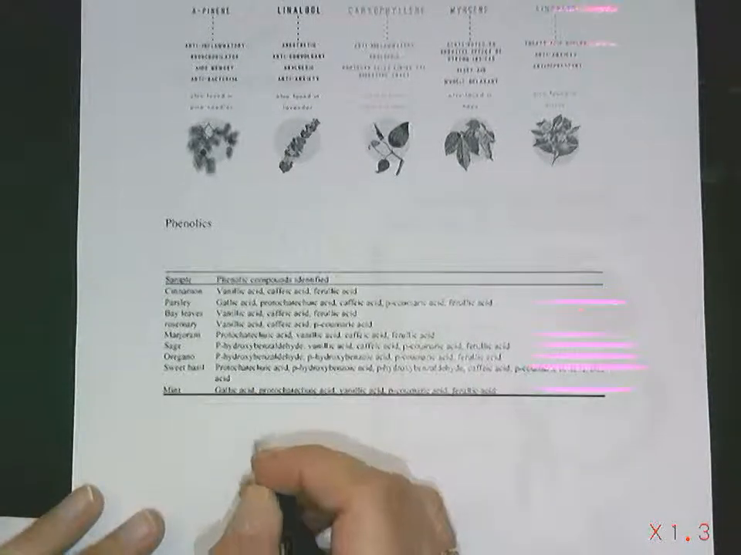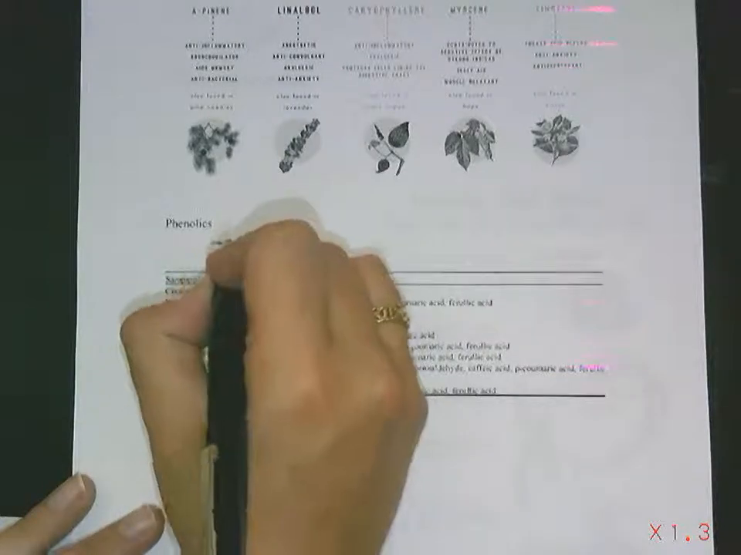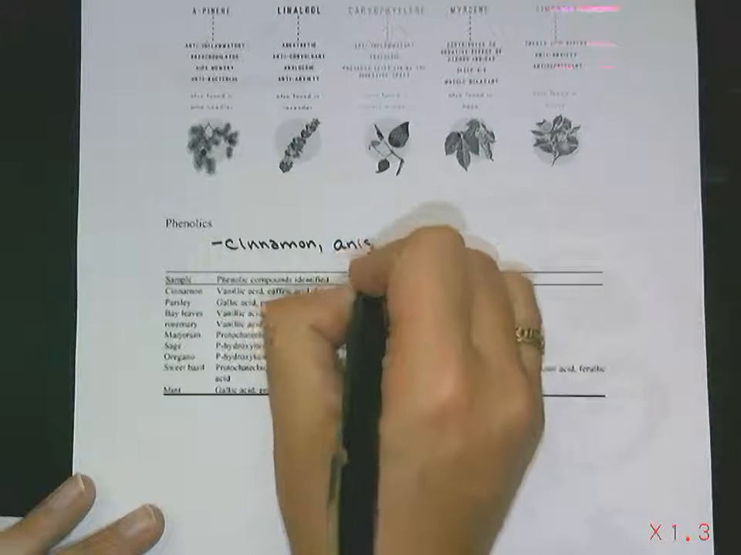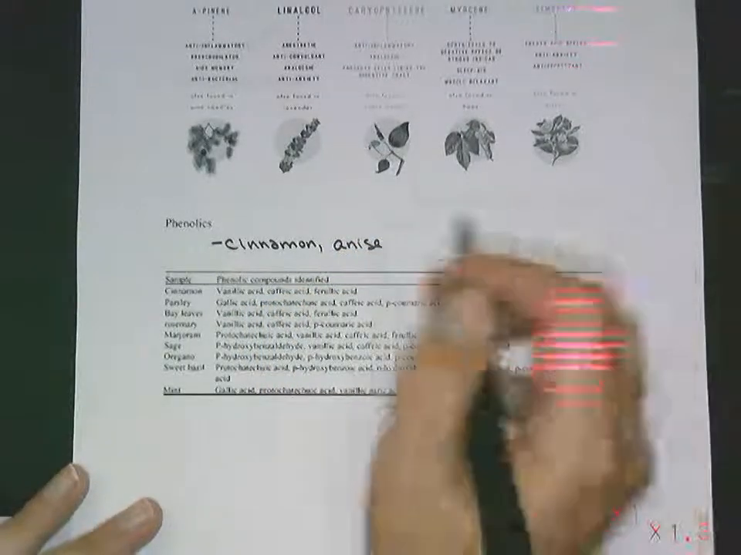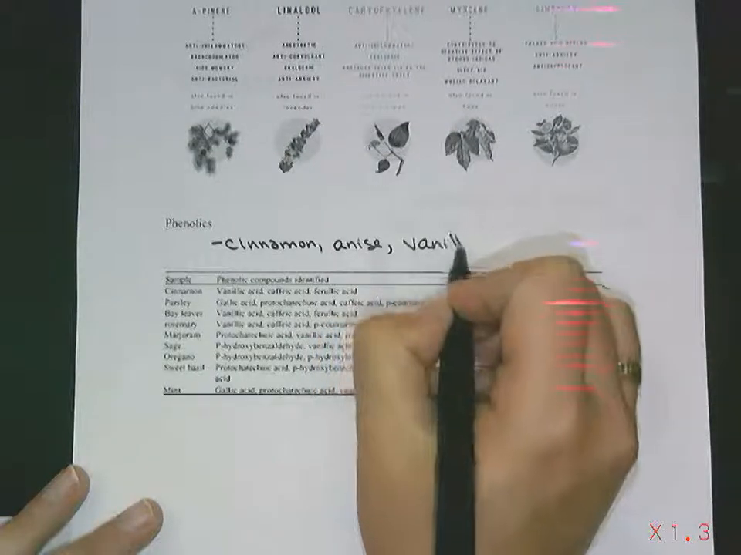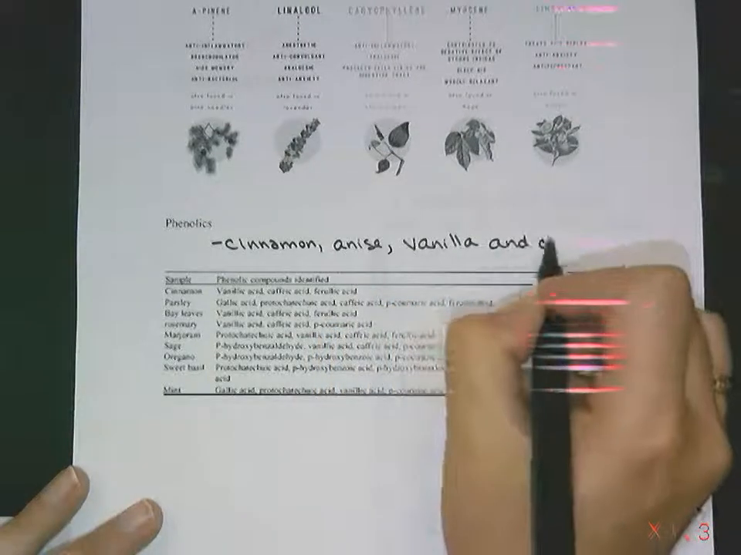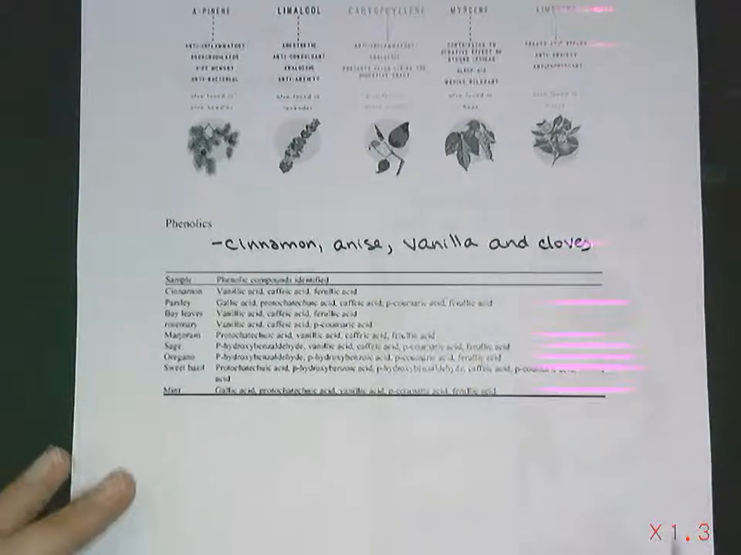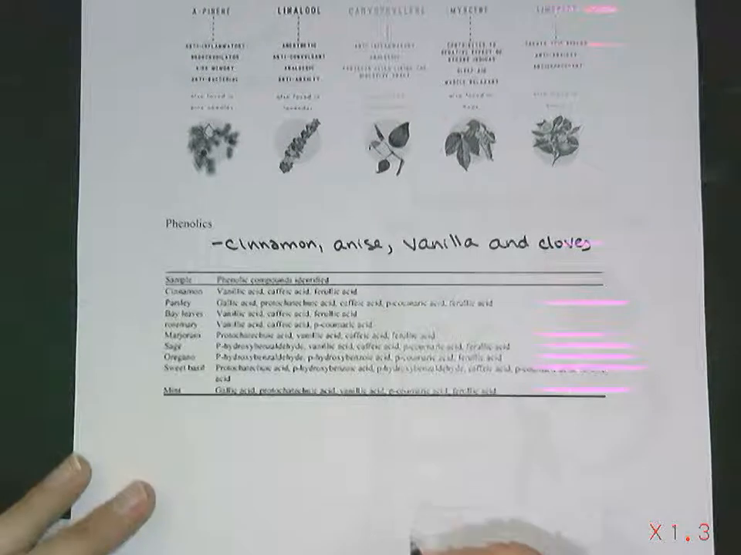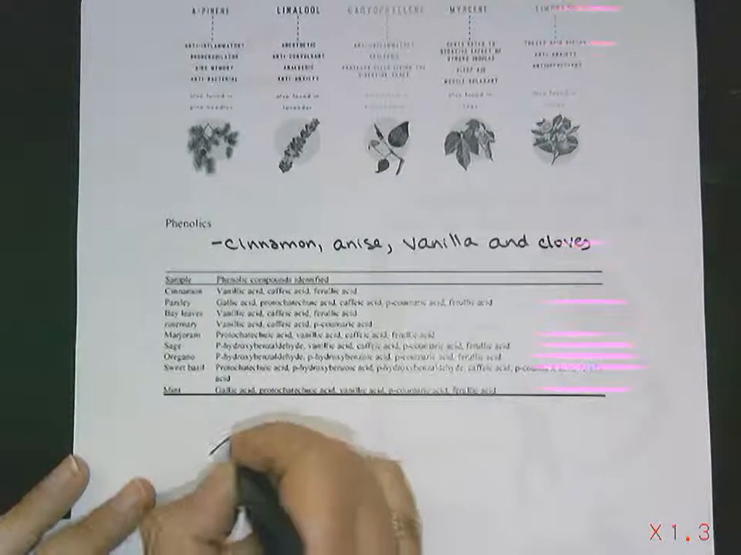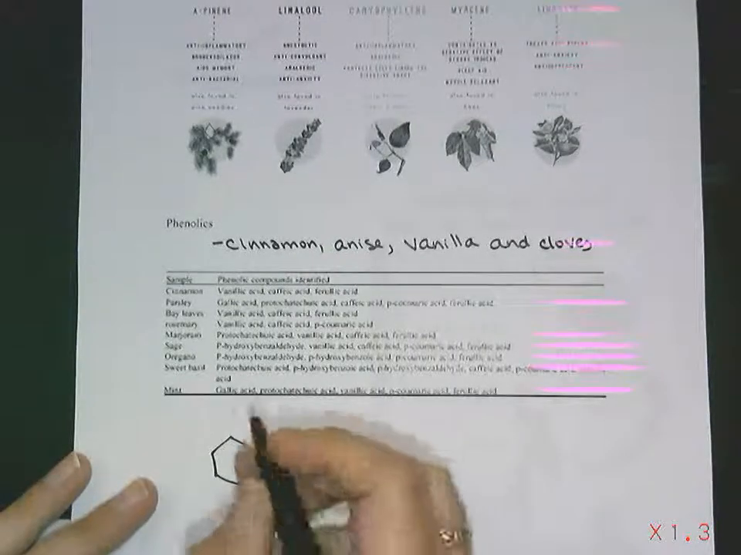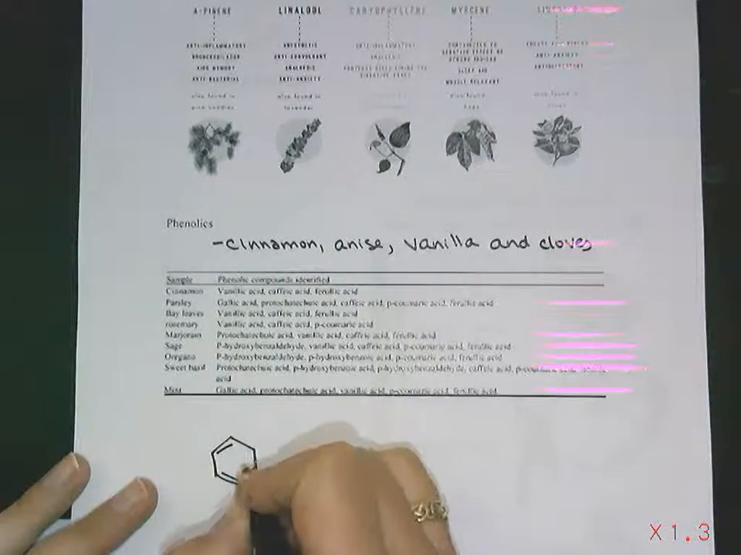All right, so phenolics will be cinnamon, anise, which is, if you're familiar with black licorice, that's the flavor anise, vanilla, and cloves. These are flavors that we often also associate with fall. And so these molecules look like this. These will be the three. These are the three there in your textbook that I want you to know. Be able to identify.